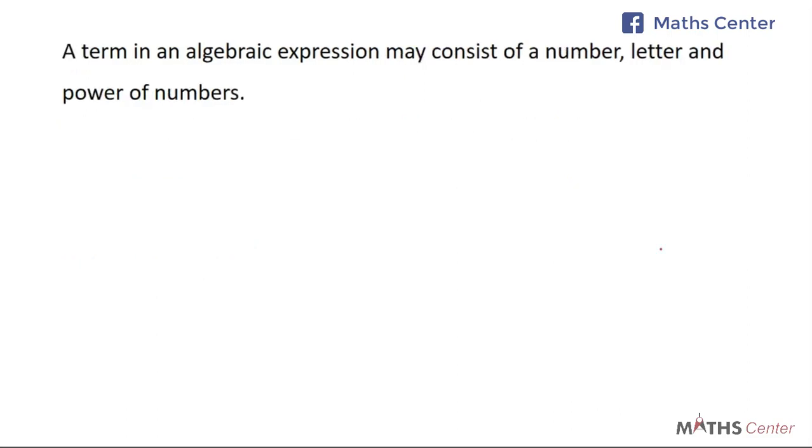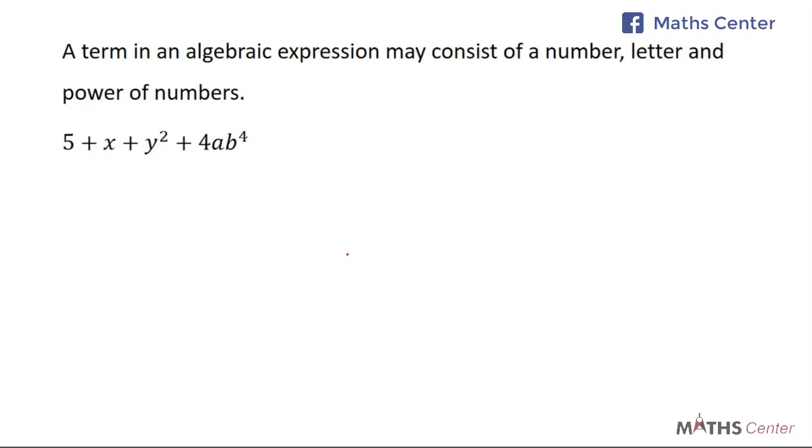Terms in an algebraic expression may consist of a number, a letter, and powers of numbers. Now let's take an example to illustrate this. So we've already seen what a term is. We have seen that terms are the parts in an algebraic expression that are separated by additions or subtractions.